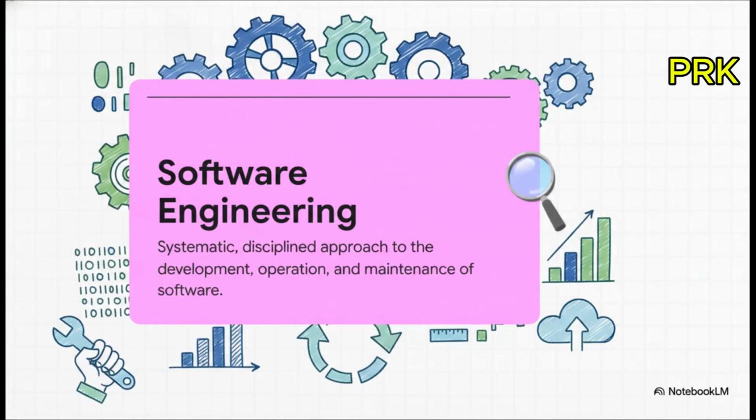Let's look at the classic textbook definition first. Software engineering is the systematic, disciplined, and quantifiable approach to the development, operation, and maintenance of software. Now, I want you to really notice those three words: systematic, disciplined, quantifiable. We are not just hacking together some code in a dark basement here. We're applying rigorous, true engineering principles to digital products to ensure quality, scalability, and maintainability.